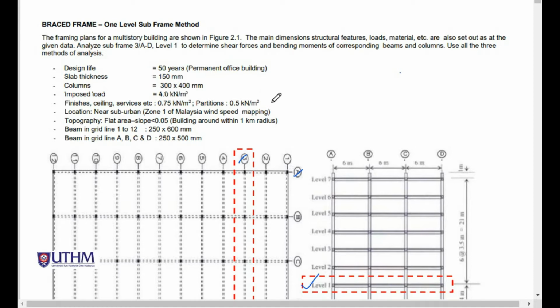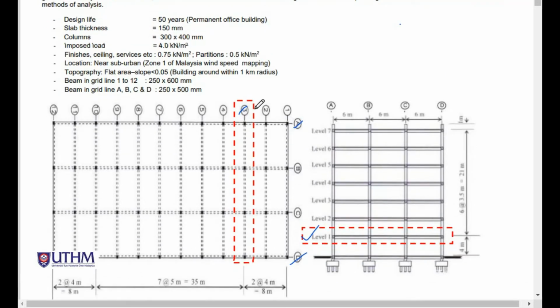Okay, so the beam grid line 1 to 12. This is the grid line 1, 2, 3, 4 until 12. So for all beams here, the size for this beam is 250 times 600, BH.